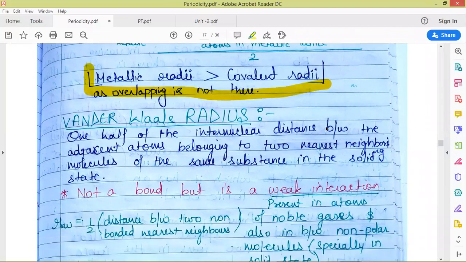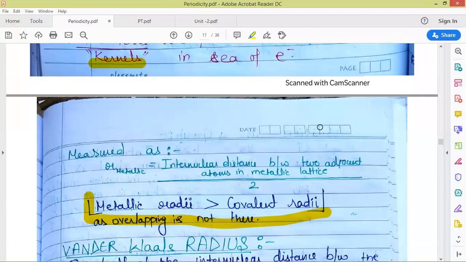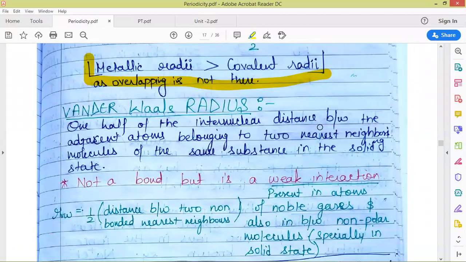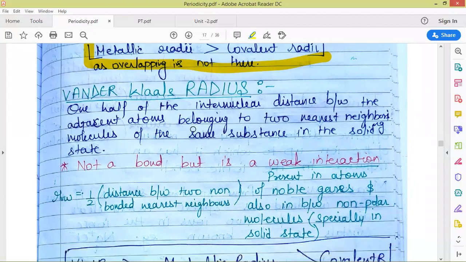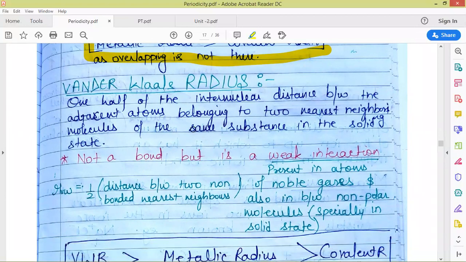Next we have van der Waals radii. Van der Waals radii are not considered as bonds. These are actually interactions. So these interactions are present in two non-bonded molecules or two non-bonded atoms which can exist as atoms. Say for noble gases, we consider that they do not form any molecules, they do not form any compounds. So in different atoms of noble gases, there exist interactions which are called van der Waals bonding. But these are actually not bonds, these are actually interactions.